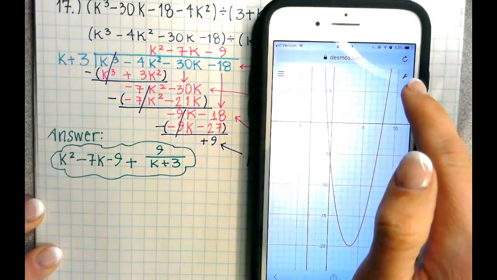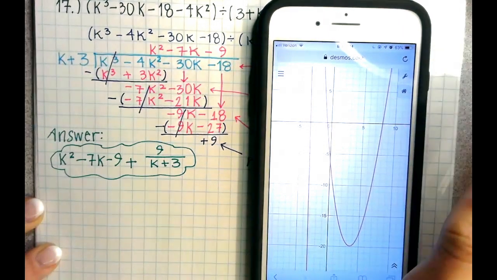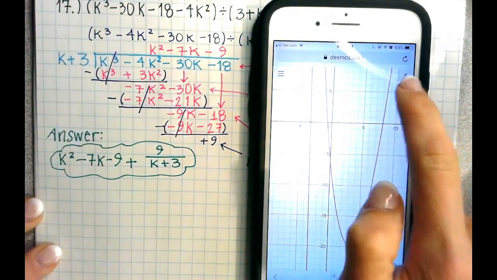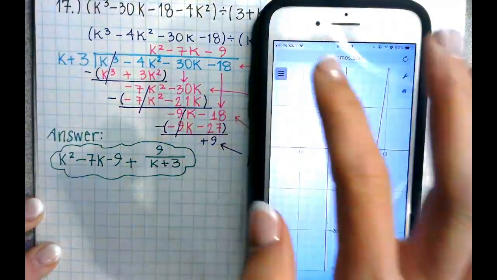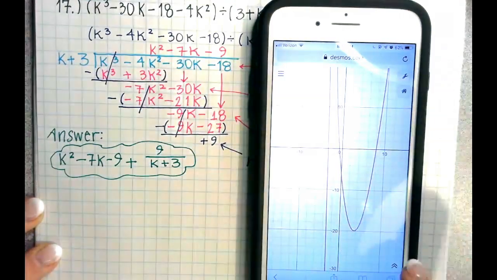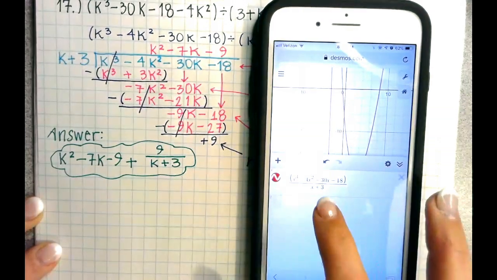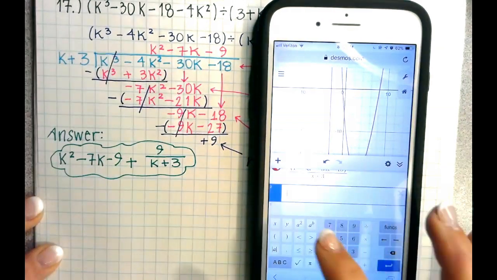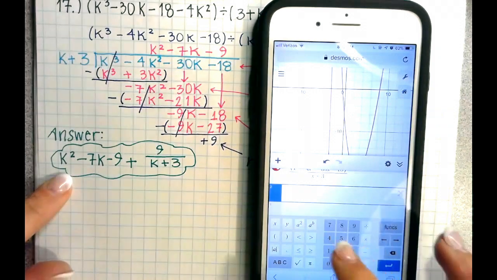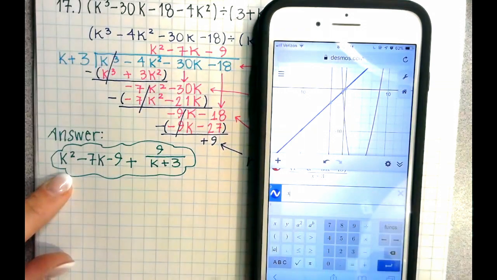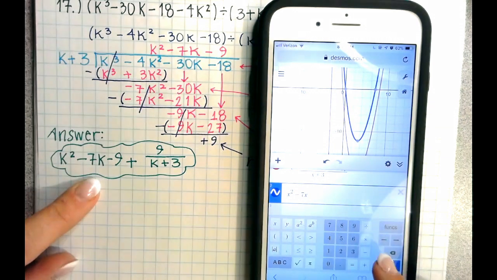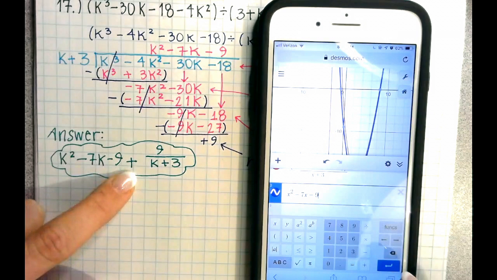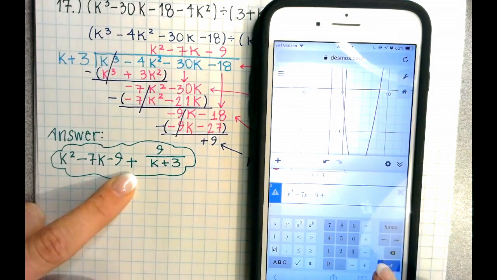Now, how do I check this? So I'm going to go, I guess if I hit the home button, I could do that. You don't really have to. I'm going to go over here and, what am I trying to do here? Back up here. Type in my answer. When I type in my answer, another color will probably pop up. And I'm using x's instead of k's. So I'm going to write x squared minus 7x, so minus 7x minus 9. Now, for this part, I have a fraction, so plus.